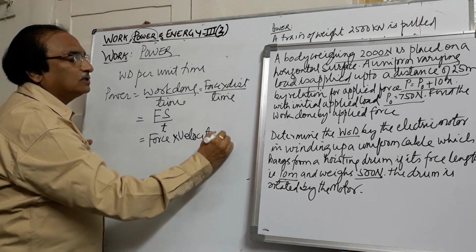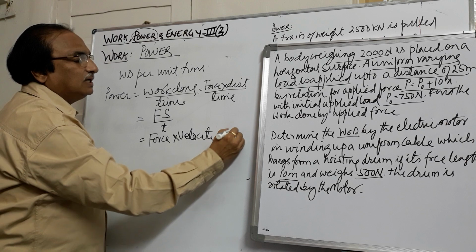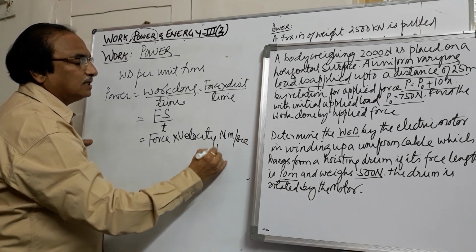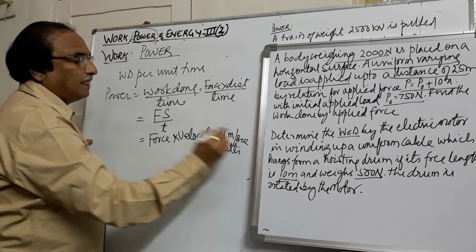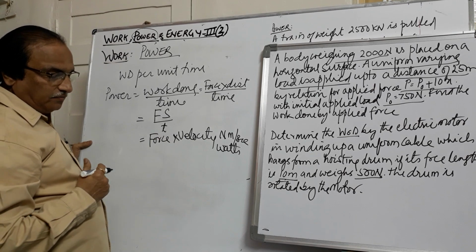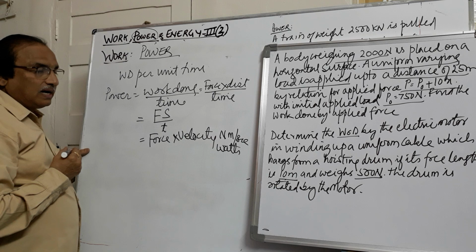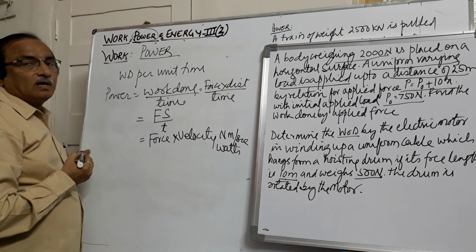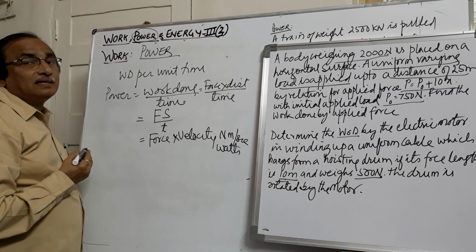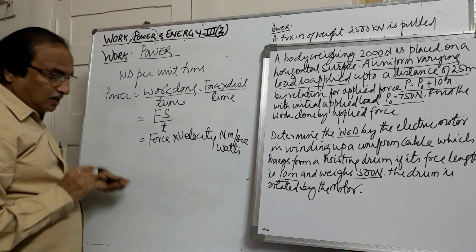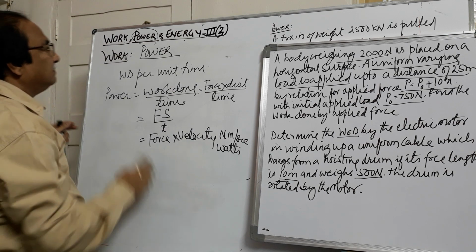Coming to the unit, force is in Newton and velocity is in meter per second. So this is nothing but watts. Newton meter per second will be equal to watts. So remember here, power is given by the product of force and the velocity of the body. Let us take up a simple example here.